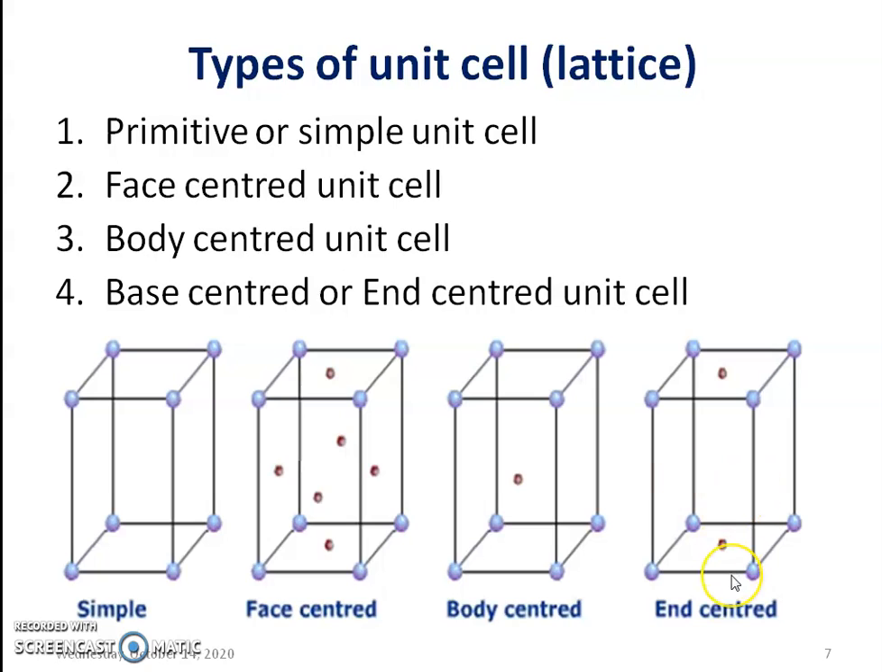This end centered unit cell is not that common, but simple, face centered and body centered unit cells are very common in various crystalline solids. Simple unit cell is also called a primitive unit cell. So in this way, unit cells are of 4 types: simple, face centered, body centered and end centered.